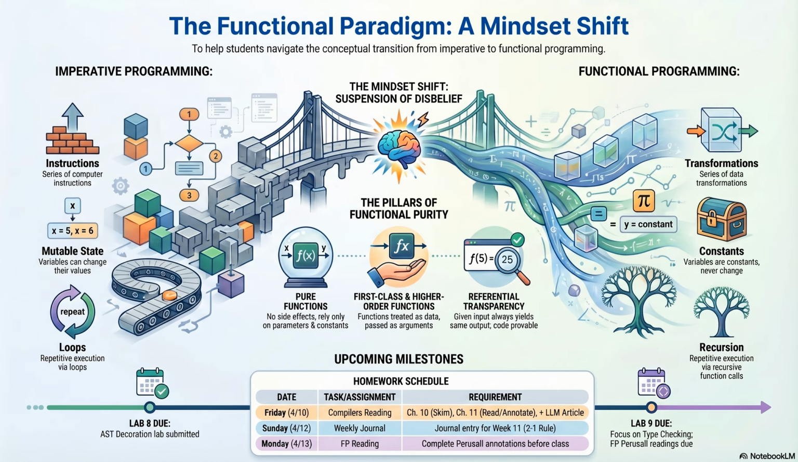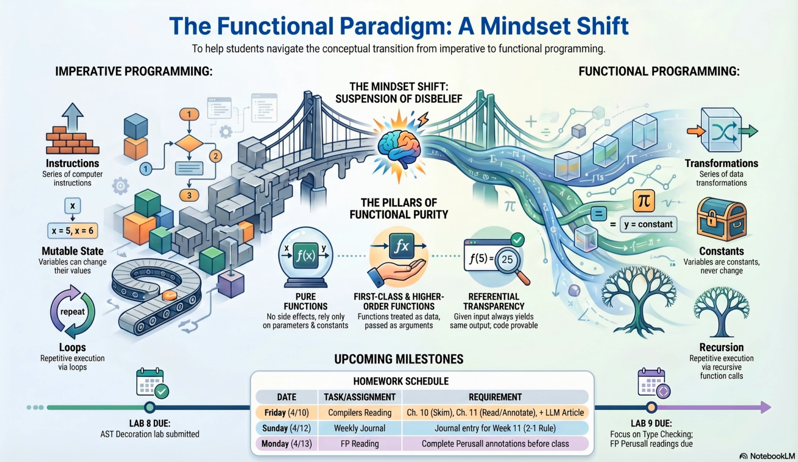Your next major target is Monday, April 13th. You have a functional programming reading assignment due before class. Make sure you've completed your perusal annotations. The syllabus really emphasizes active reading, so don't just passively scroll through the PDF. Yeah, engage with it. Ask questions. Highlight the mental roadblocks. Also due on Monday, April 13th, is Lab 9, which tackles type checking.